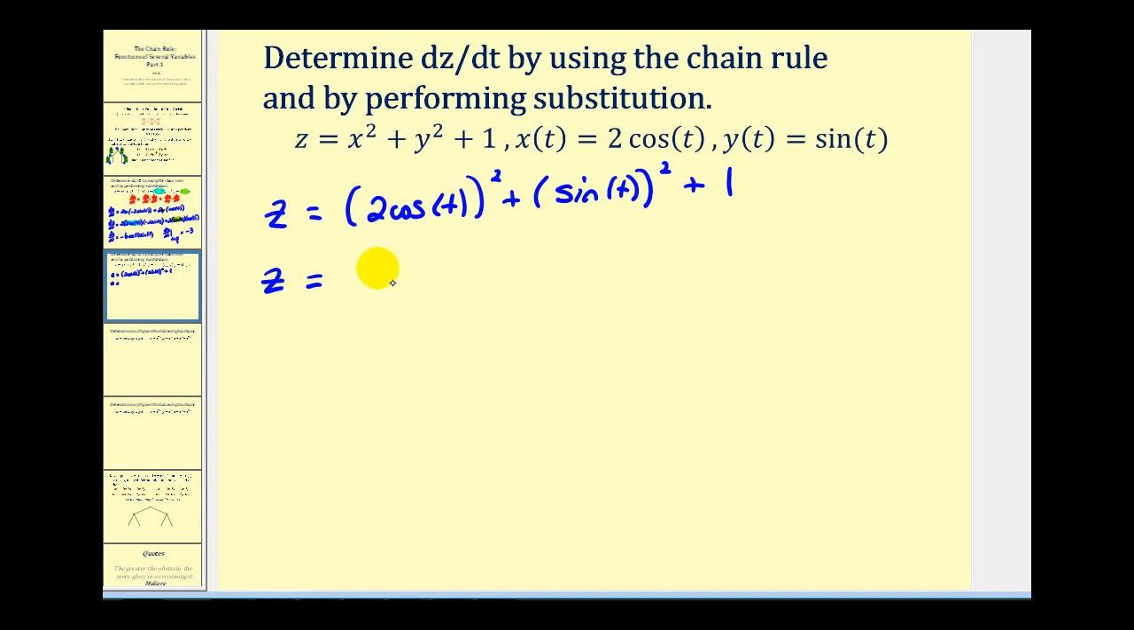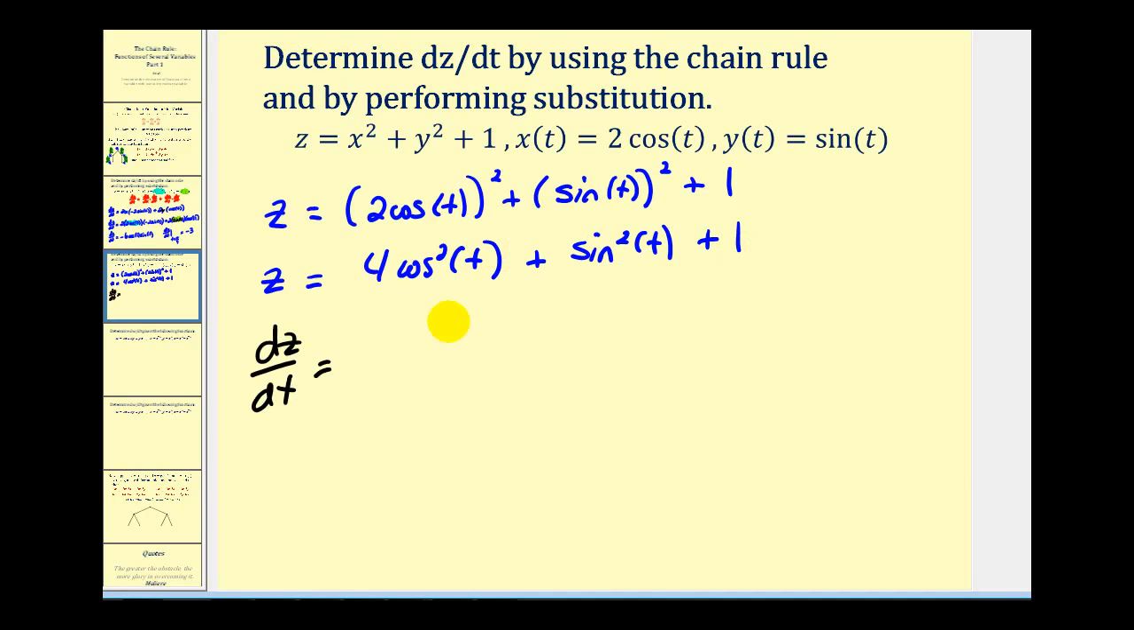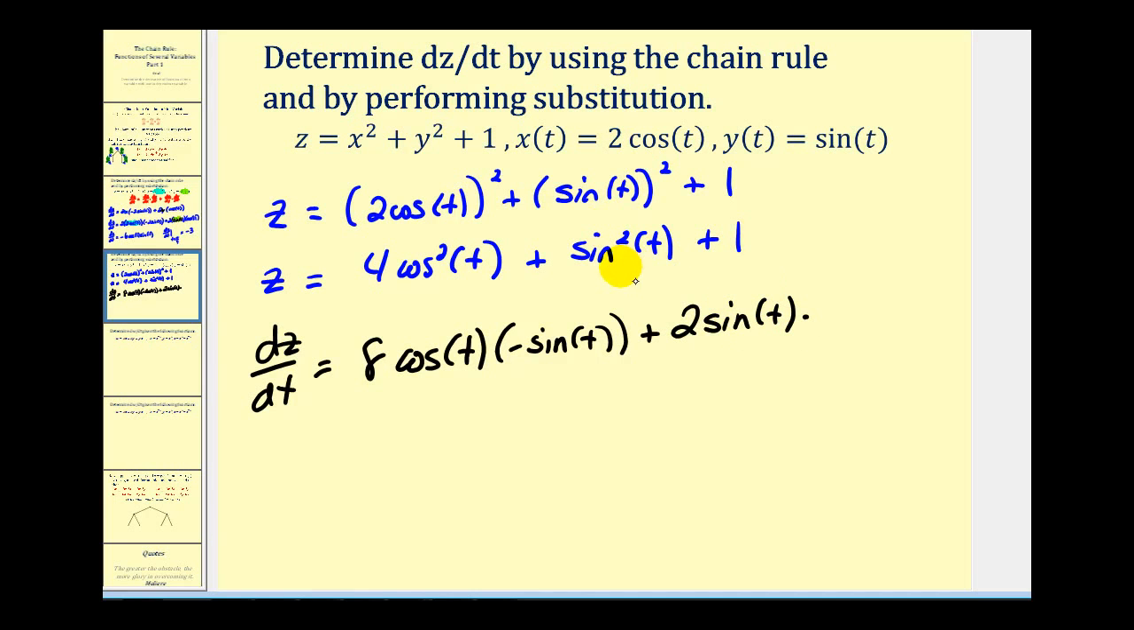So z is going to be equal to 4 cosine squared t plus sine squared t plus 1. Let's go ahead and determine this derivative here. We're going to have to apply the chain rule here. Multiply by 2. That's going to be 8 cosine t times the derivative of cosine, which is negative sine t, plus the derivative of sine squared t, which is 2 sine t times the derivative of sine t, which is cosine t.